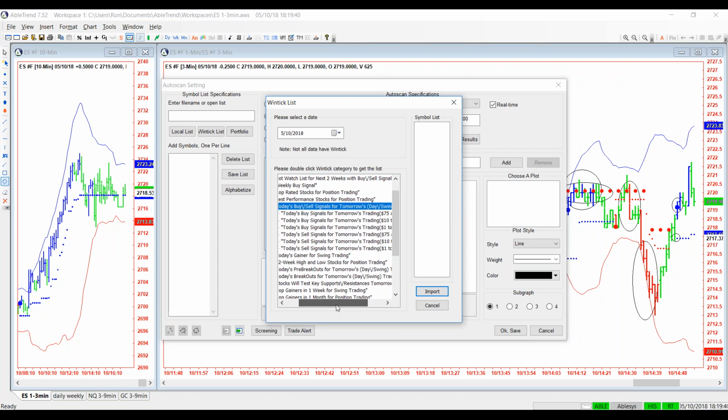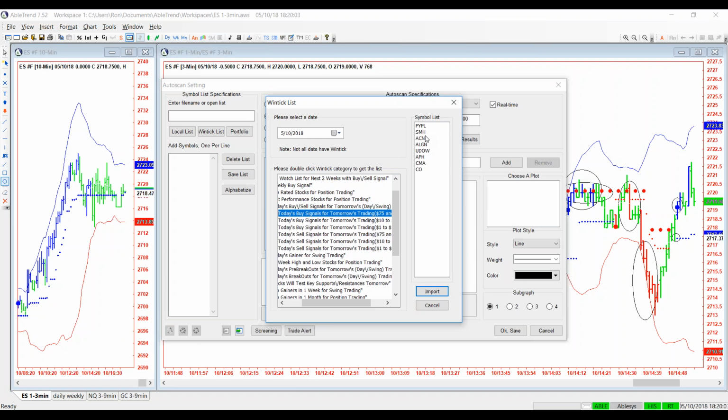Then pick the price category. Okay, let's say we're going to pick 75 and above. These are updated. These are today's new recommendations for tomorrow morning. PYPL, SMH. What I would do is just jot them down on a piece of paper in front of you. In fact, you know what? I'm going to do that right now.